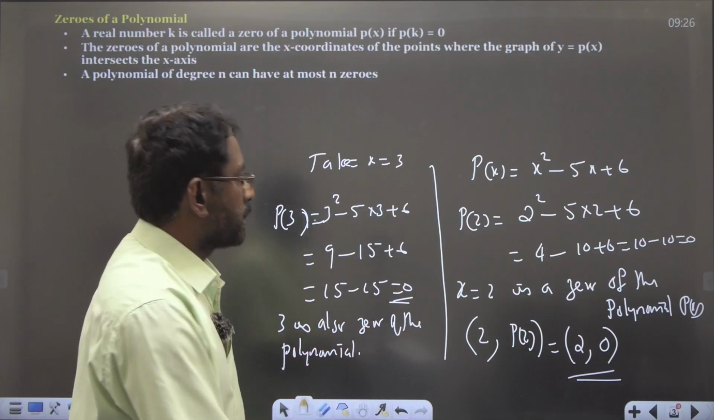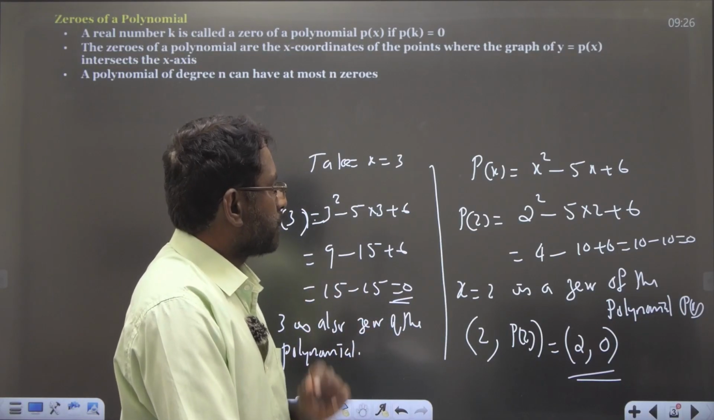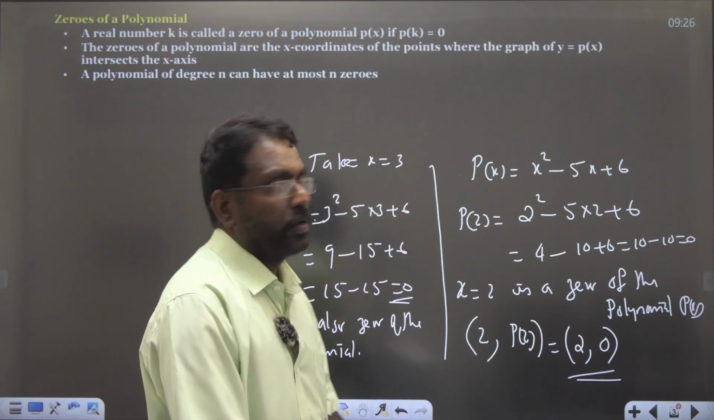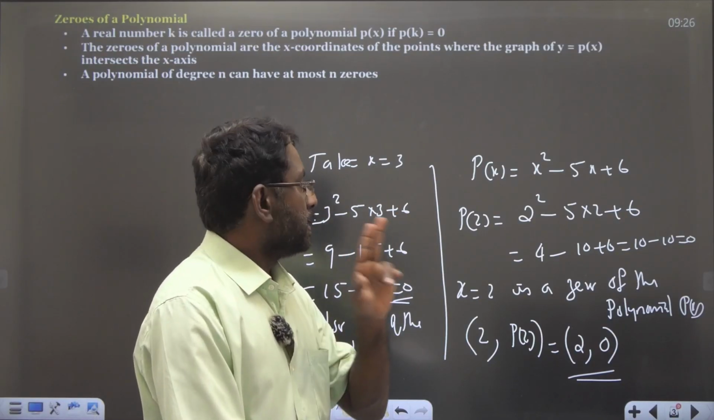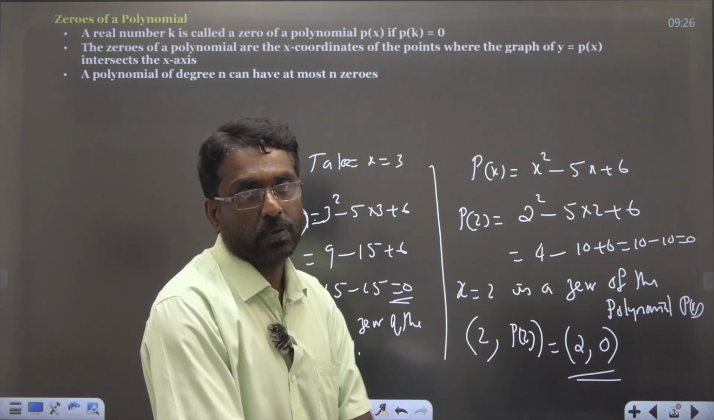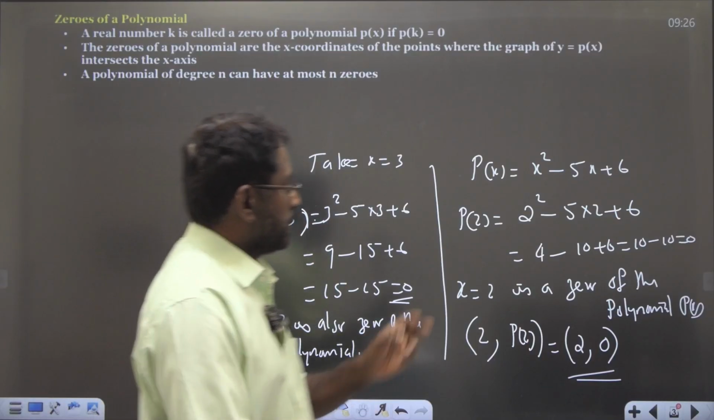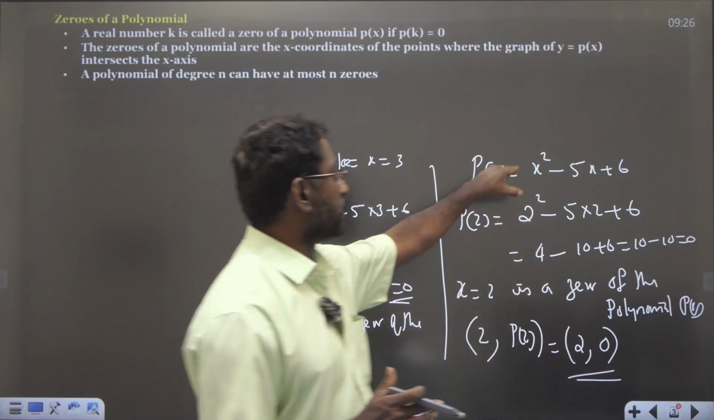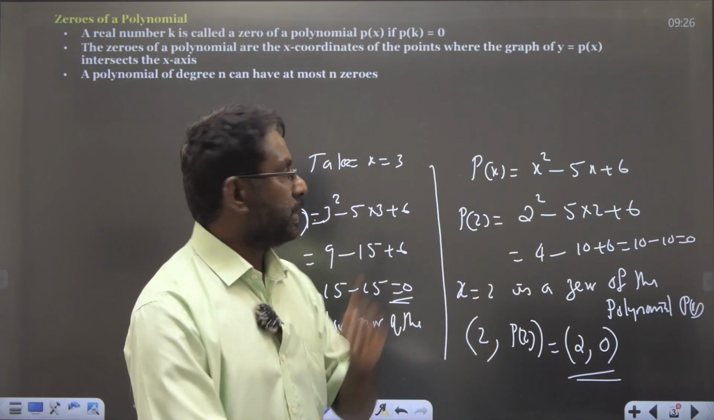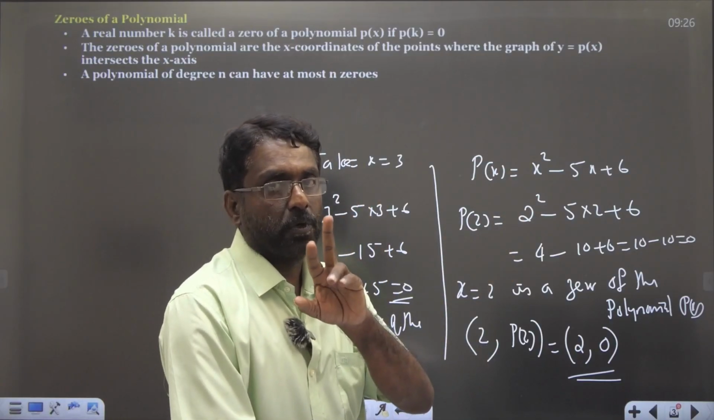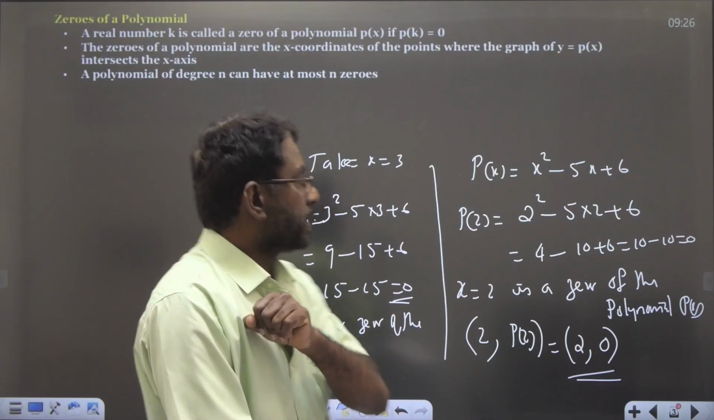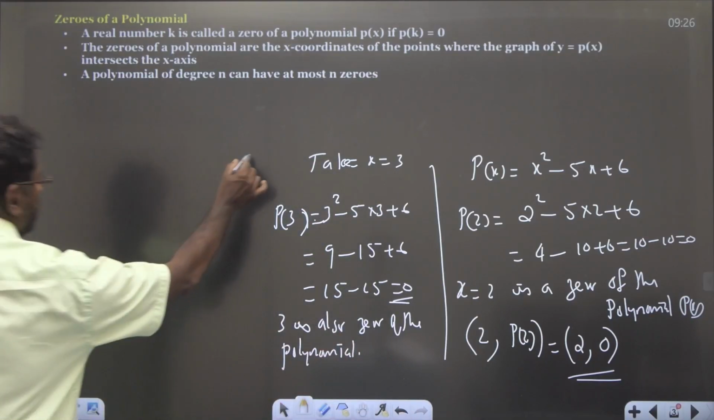Some properties arise here. First one is, for a second degree polynomial, we can expect a maximum of 2 zeros. The number of zeros depends on the degree of the polynomial. If the degree is 2, the number of zeros will be 2. You always remember that.